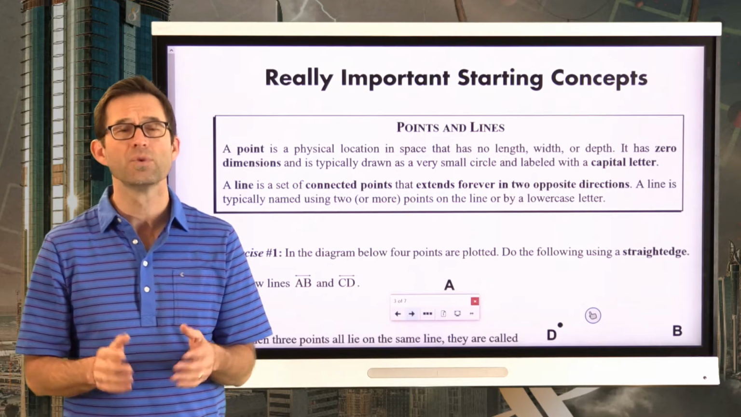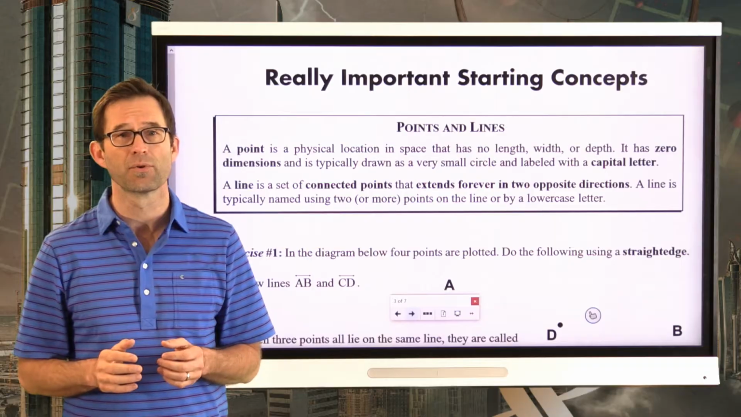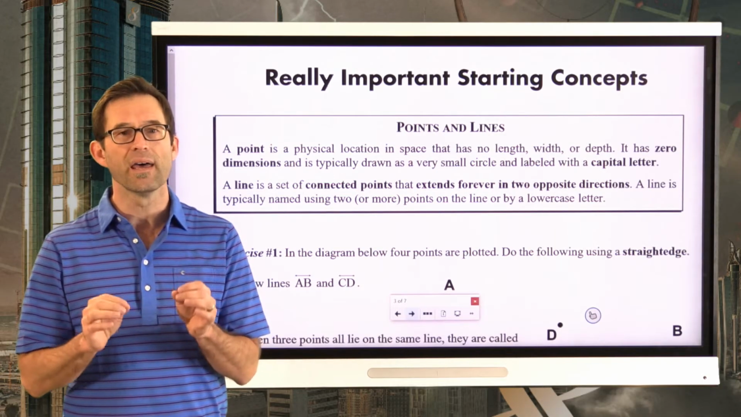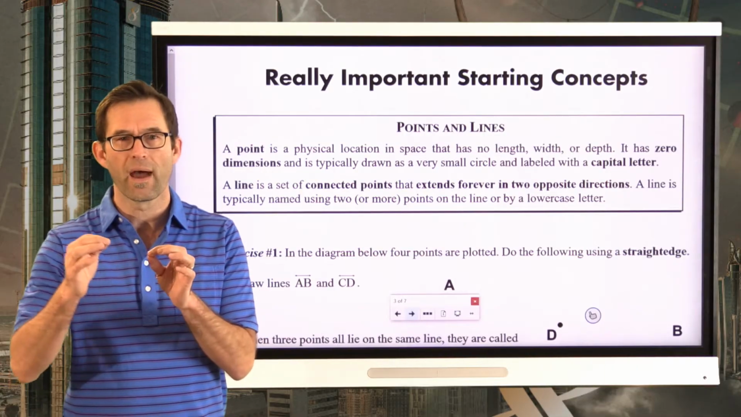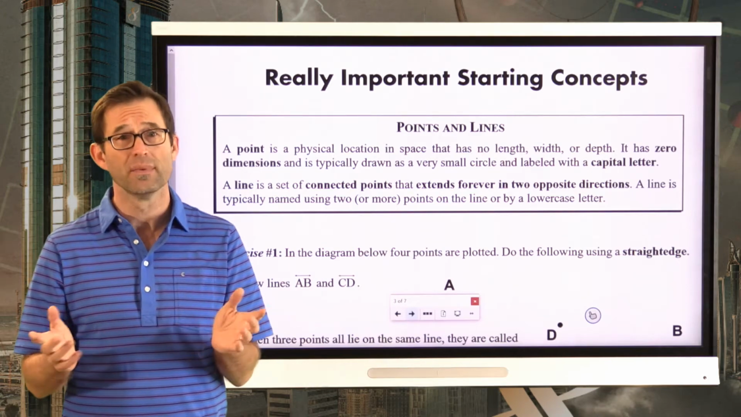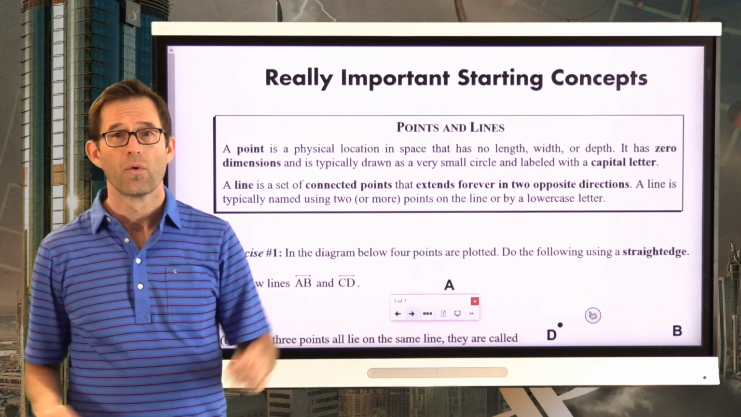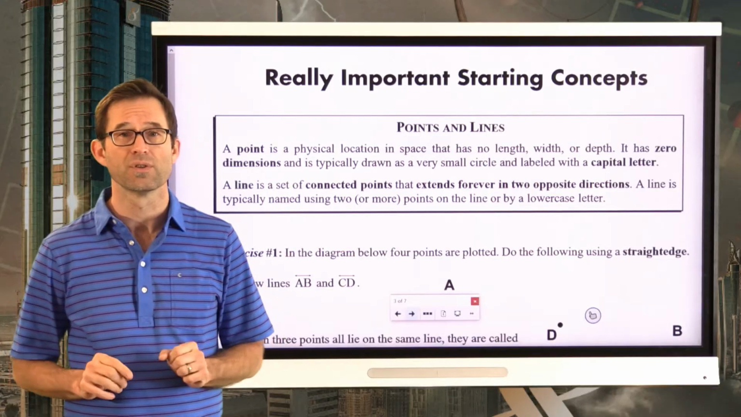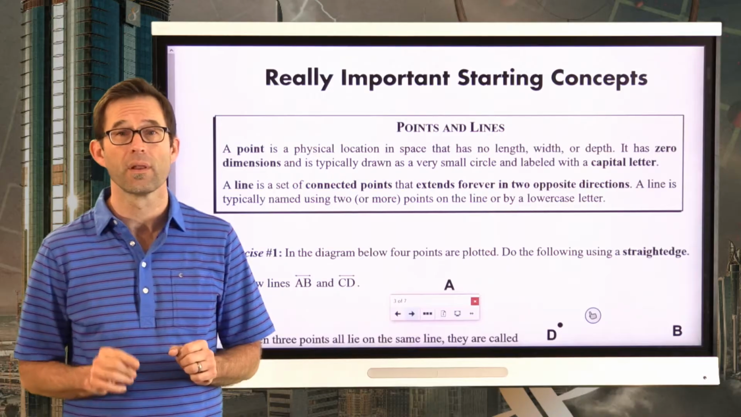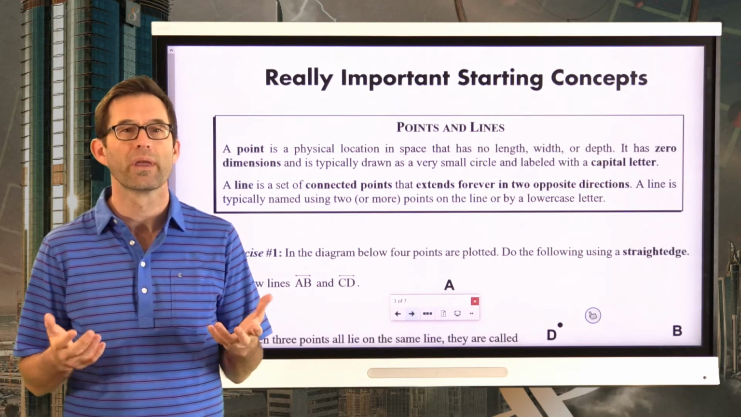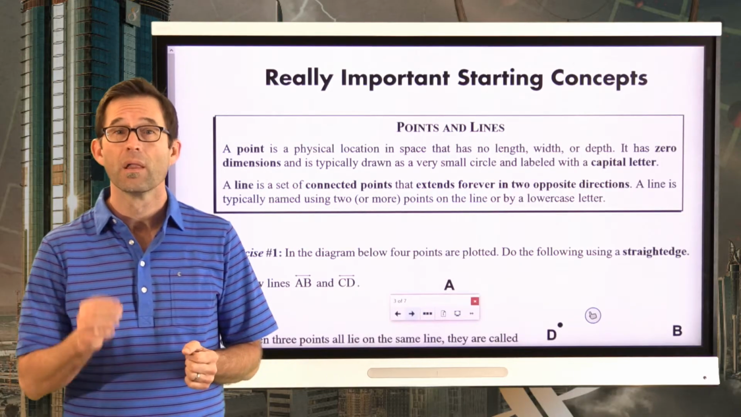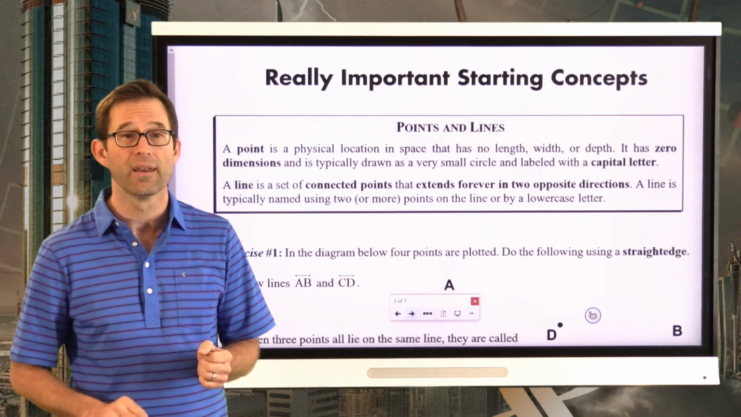Now, a line, which is also a very basic idea in geometry, is actually a little bit difficult to define. But a line is a set of connected points, one after another, that extends forever. And when I mean forever, I mean in 2 opposite directions. A line is typically named using 2 or more points that lie on the line, or sometimes a lowercase letter if we don't want to name points that are on the line. All right. Let's start with those 2 ideas and get into exercise 1.